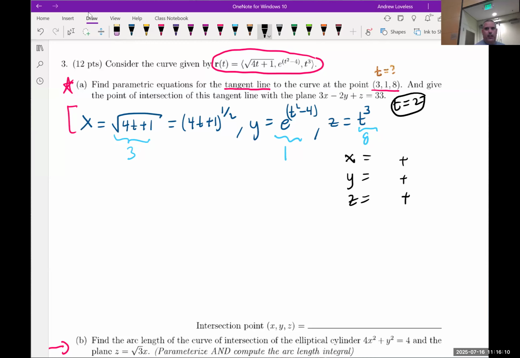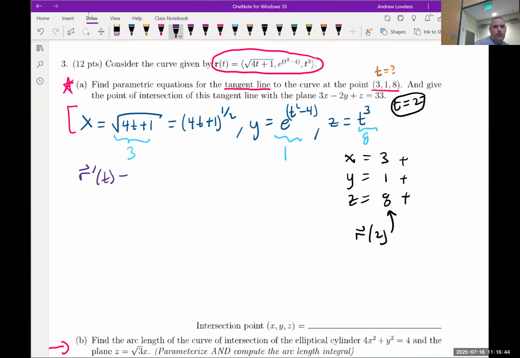And then I do a quick check. Let's use Katie's method of making sure. You put the 2 in the other ones, and that does give me a 3 because it's the square root of 9. I put a 2 in the other one, it gives me e to the 0, which is 1. Hooray. So t equals 2 is the time. So the location is 3, 1, 8. If you ever forget, that's the location at 2. That's what I just put in there. How do you get the tangent direction at 2? What do we need to do?